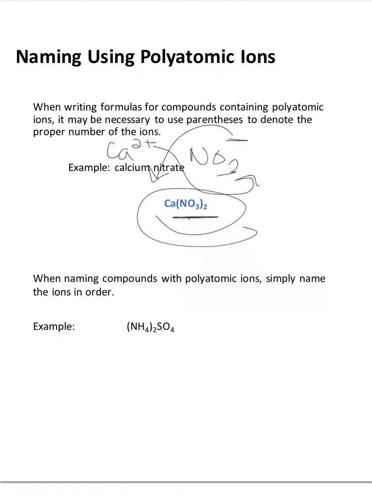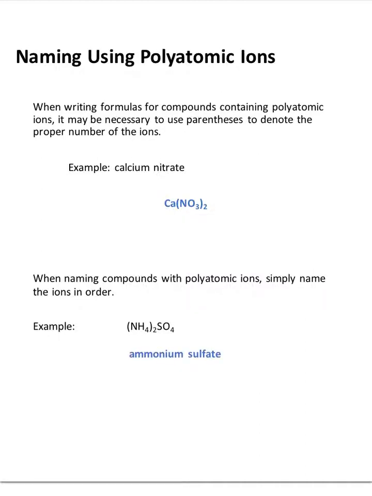Okay, now if we go in the reverse, so we have an actual formula and we're trying to name it, all we do is name it just like we name our ionic compounds. So you name the positive portion first, and you name the negative portion or the anion second. So if we look down here, we have NH4 in parentheses with the subscript 2, and then we have SO4 after it.